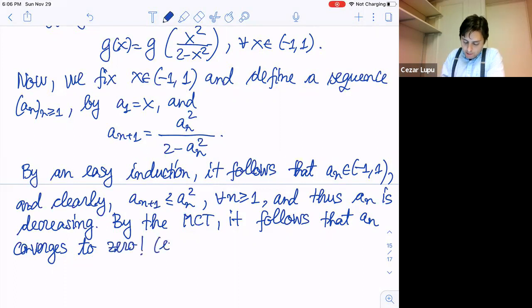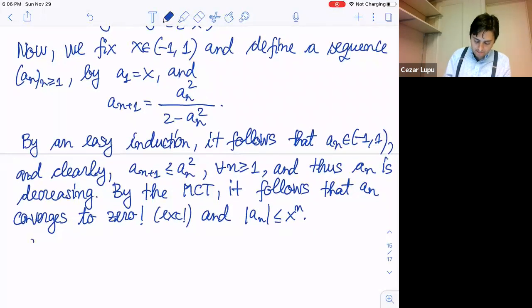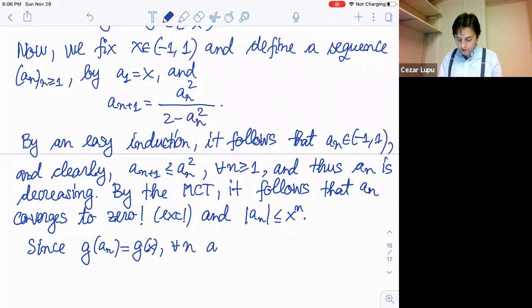Or anyway, this is an exercise for you. And also, a_n in absolute value is less or equal than x to the power n. Now it's quite clear what will happen since g of a_n is g of x for all n, and g is continuous.